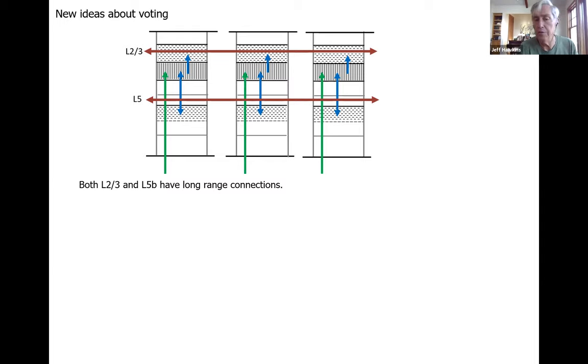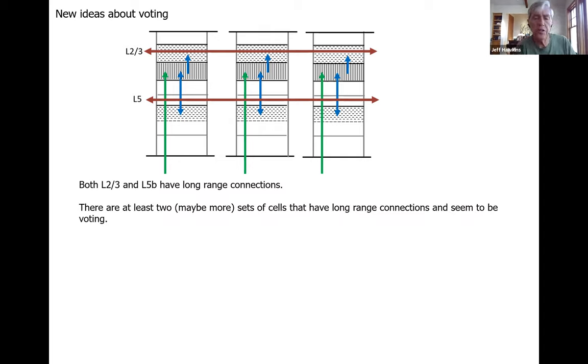I interpret this as there being at least two populations of cells that are voting, because in layer 2/3 there are different cell populations. They may be voting on more than one thing. There may be two different cell populations voting on two different things. And in layer 5, there are two, maybe three cell types, depending on how you count them, and so they're going to be doing something. I assume those are voting as well. They have the same kind of anatomical connections as you see in layer 2/3. So when we say these voting neurons, remember, we're saying a particular type of cell, let's say in layer 5, is connecting to the very same particular type of cell in columns in other layer 5s. So they're all voting on the same thing. There are at least two, maybe more, sets of cells that have long-range connections and seem to be voting.